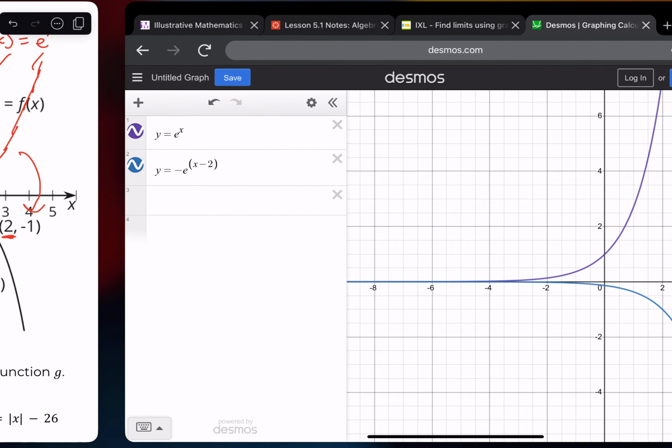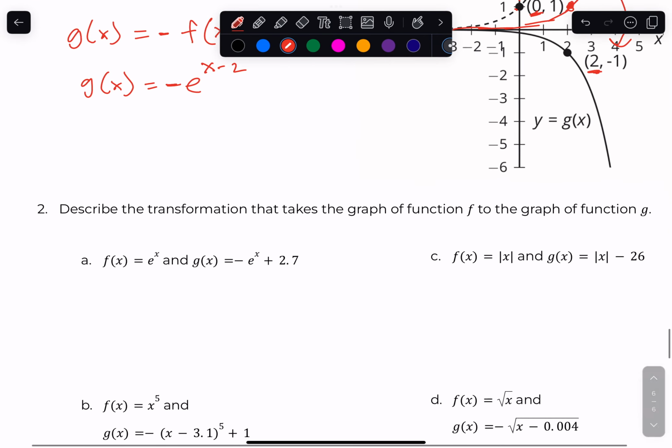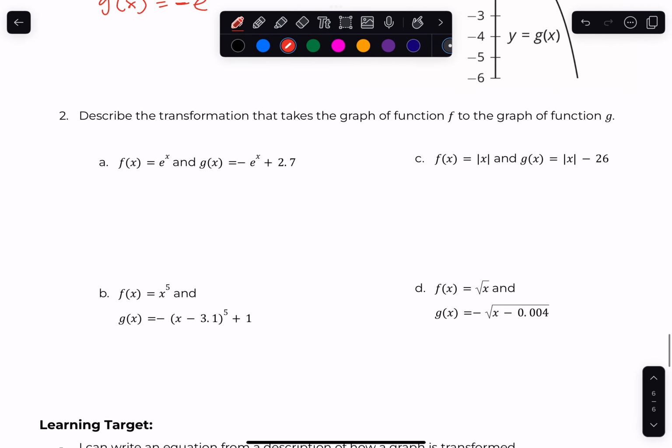Let's take a look at several more examples, in fact. What you're going to do is look at these equations from f of x going to g of x, and you're going to describe the movement. So let's take a look at the first one.